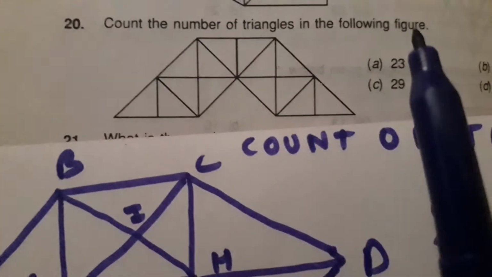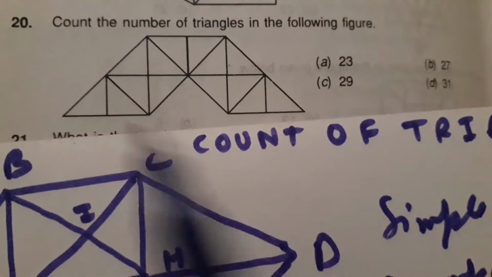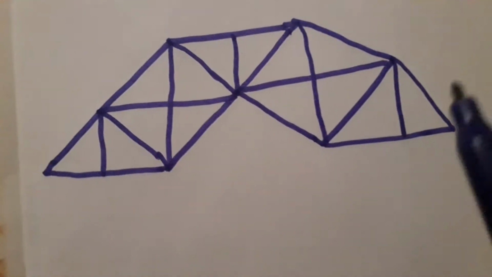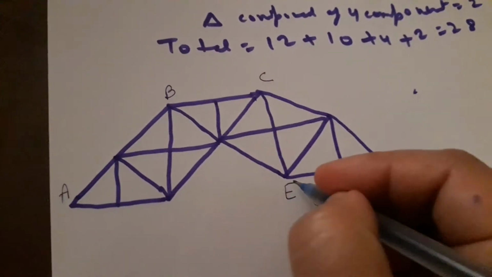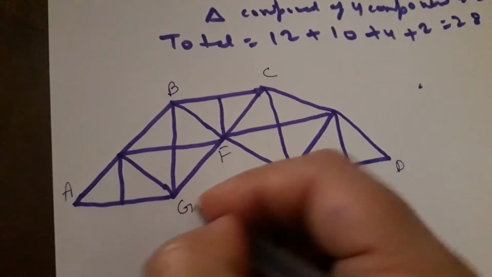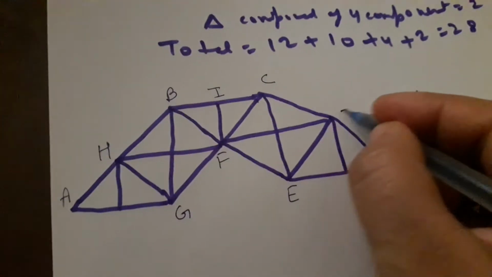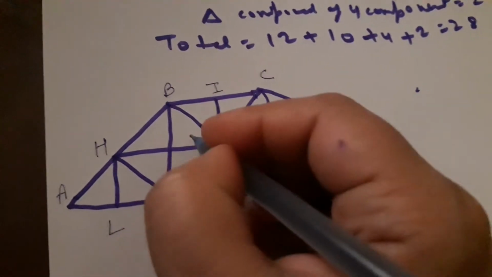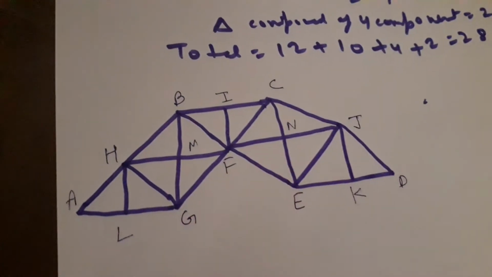Now I am taking question number 20. Count the number of triangles in the following figure. So this is our diagram and we have to count the number of triangles in this figure. I already made the diagram on the paper. Now we will label it and do the question. D, E, F, G, H, I, J, K, L, M, N. Labeling has been done.